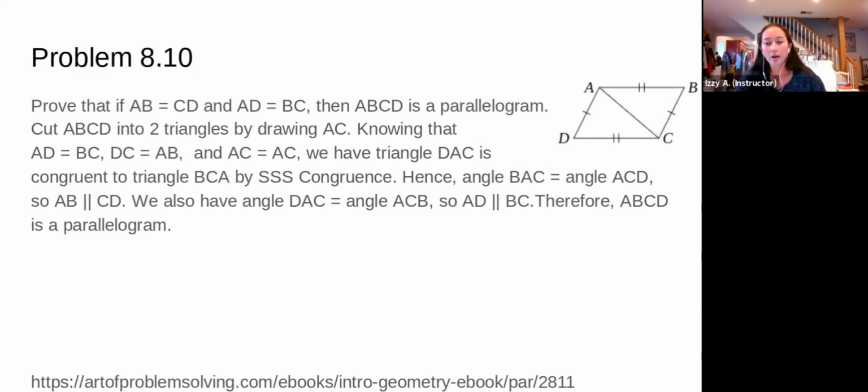So then angle BAC is going to be equal to angle ACD, which means that AB is going to be parallel to CD. We also have angle DAC is going to be equal to angle ACB, so AD is going to be parallel to BC, and therefore ABCD is a parallelogram. So I'll leave this up here for a few seconds, and then we can move on.